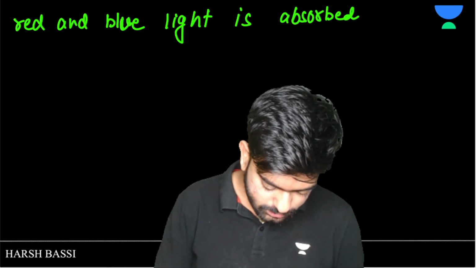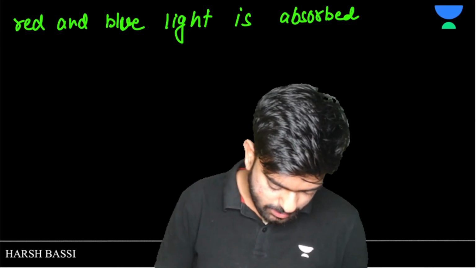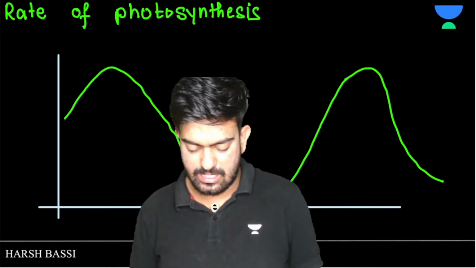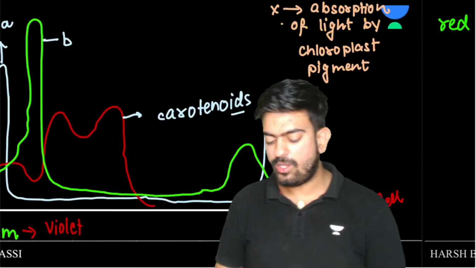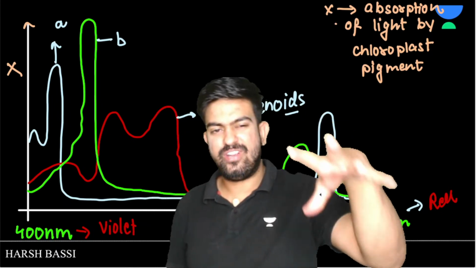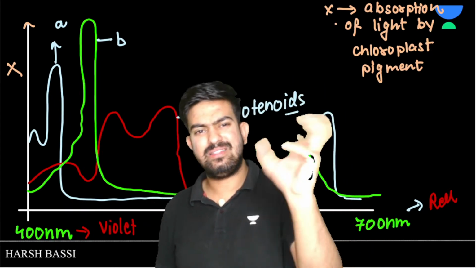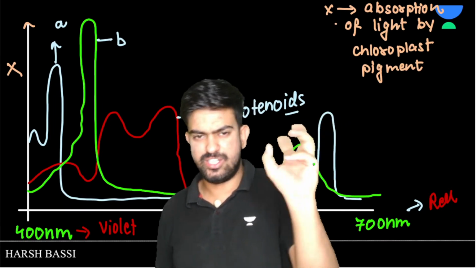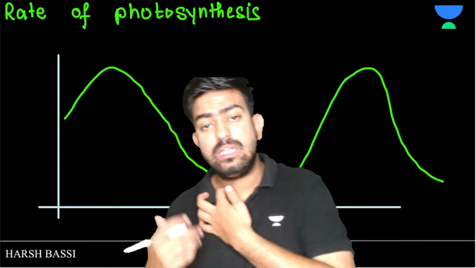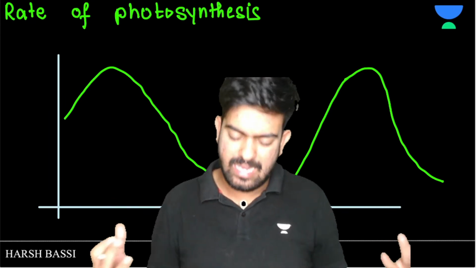Now if I talk about the rate of photosynthesis. So what is this rate of photosynthesis? See, we saw that chlorophyll A is active in the red region and the blue region. Similarly, chlorophyll B is somewhat also active in the red region. And now, if I ask you in which region the maximum photosynthesis will take place, obviously the region in which maximum light is absorbed.